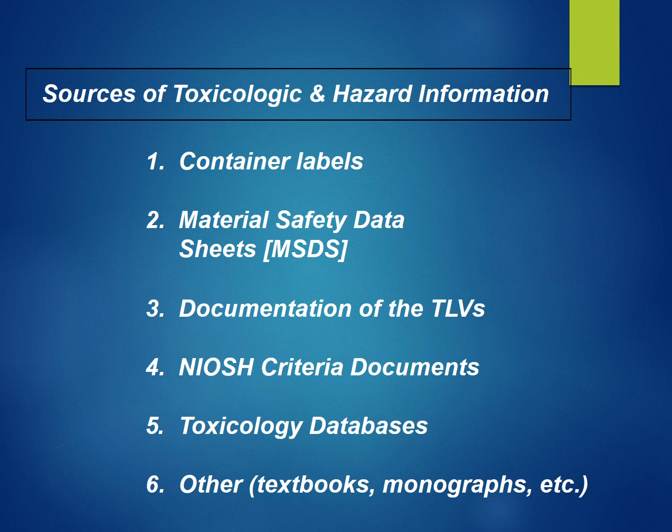This is a list of references where you can find toxicological information on many different chemicals and compounds. You can get information from the container labels, from safety data sheets, documentation of the TLVs, the NIOSH criteria documents for the TLVs, toxicological databases, and other textbooks and monographs.